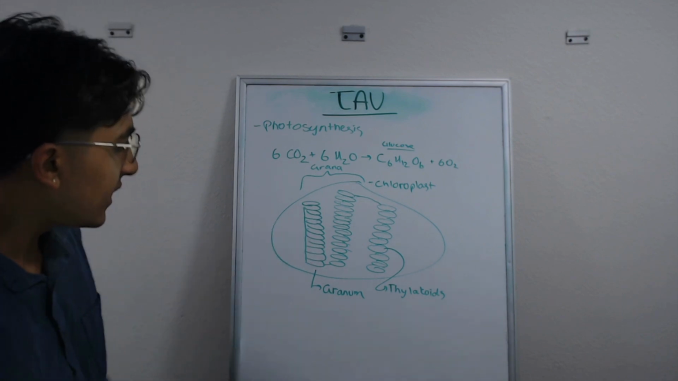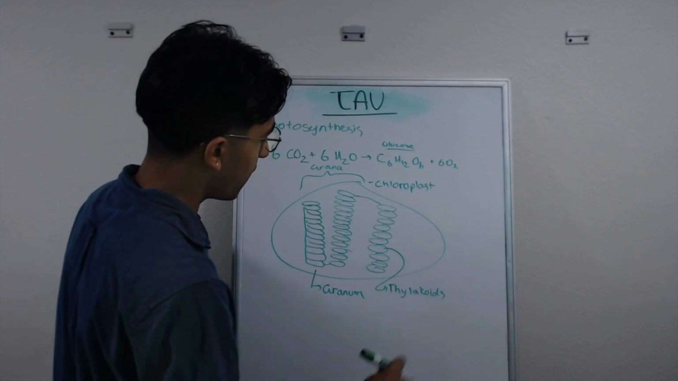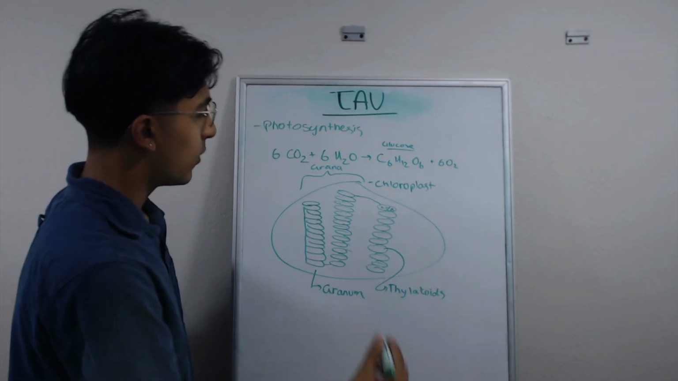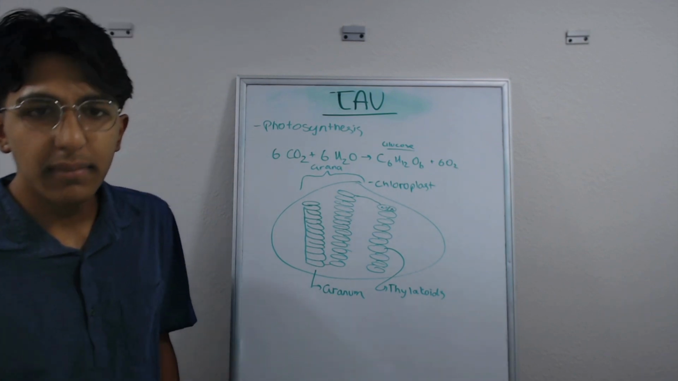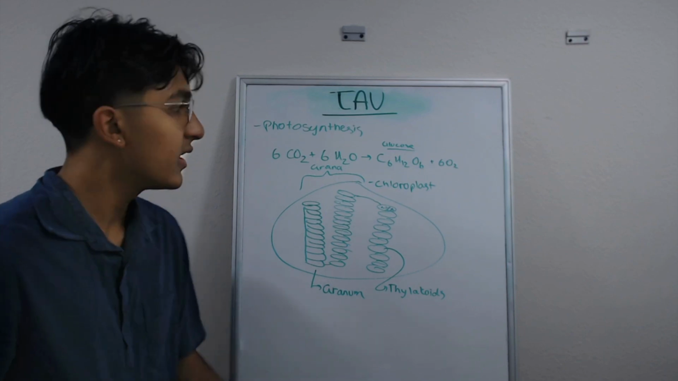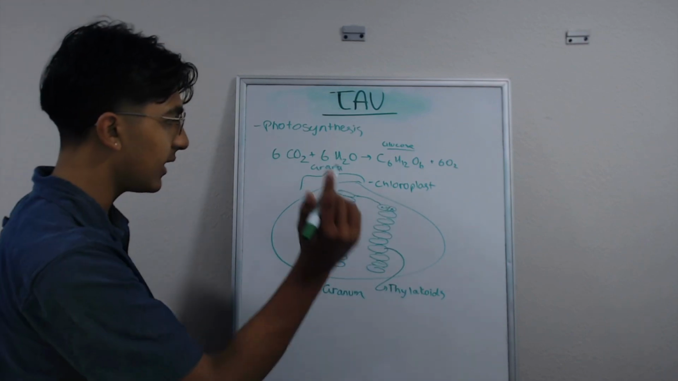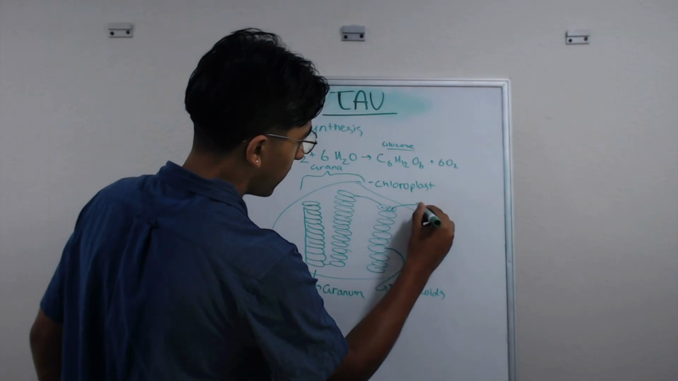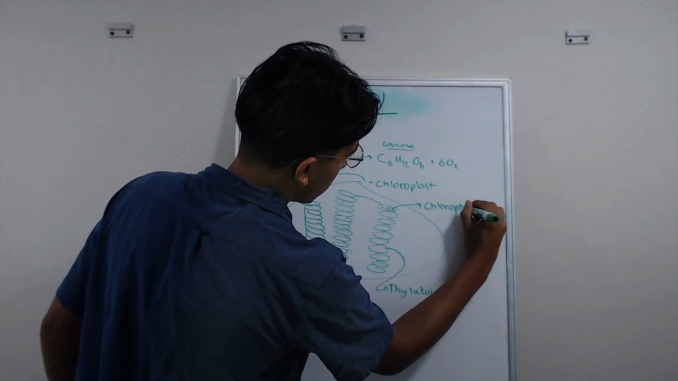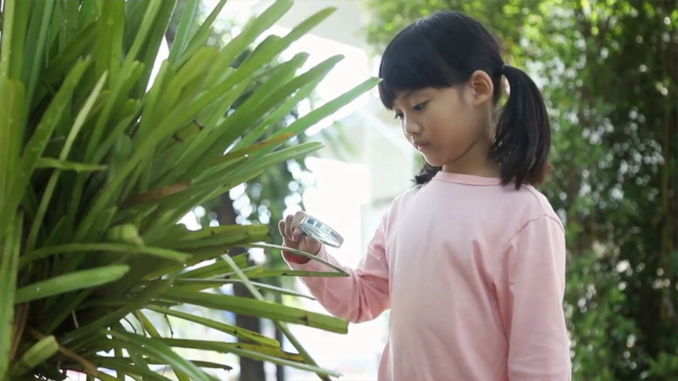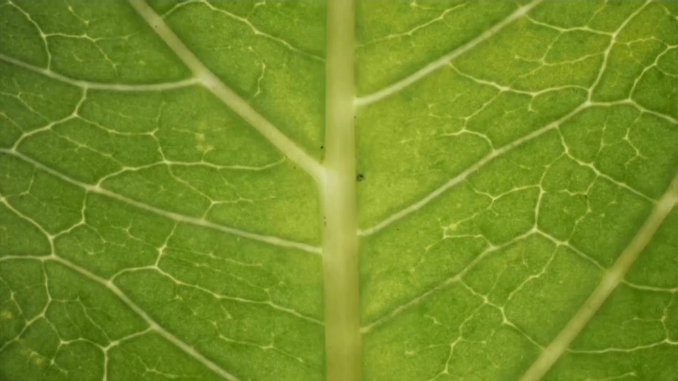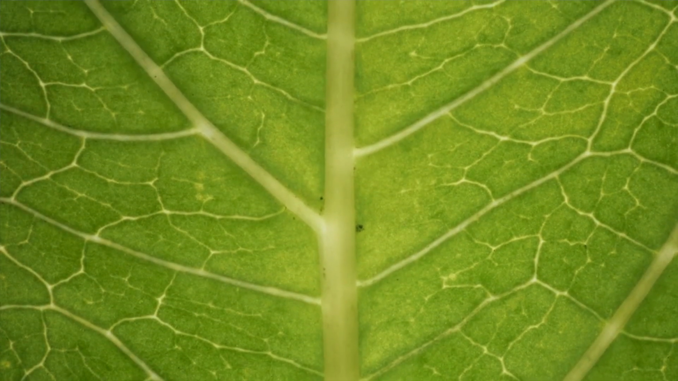Within each of the thylakoids, you have a bunch of pigments. So what is a pigment? A pigment is something that absorbs light. The pigment that these thylakoids have is called chlorophyll. So why are plants green? Well, let's find out. It's because of this pigment that we named called chlorophyll.